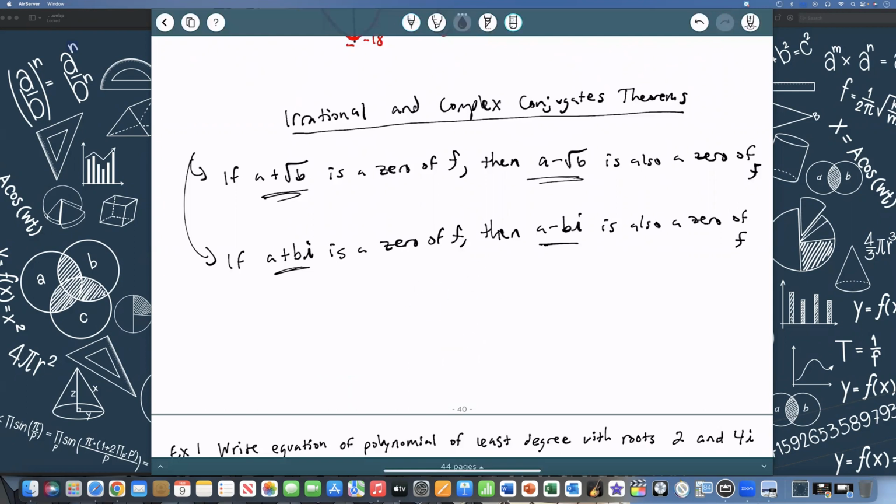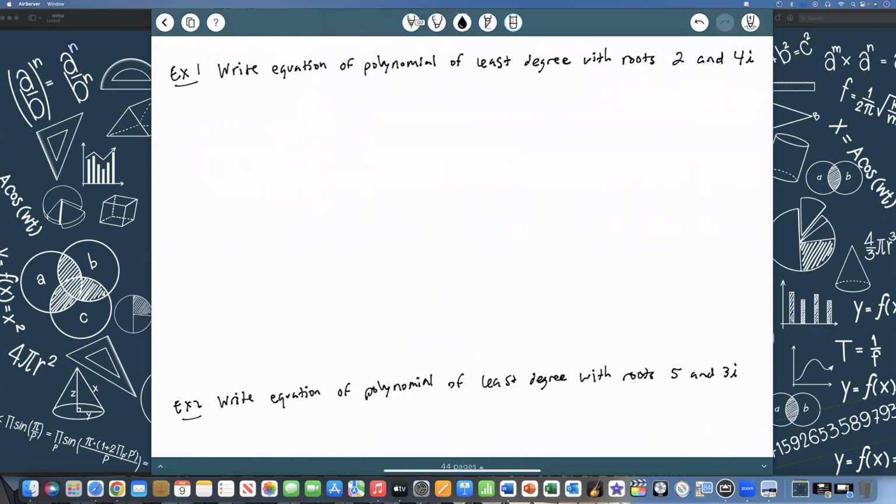So using these theorems, let's see if we can write some polynomials. Start off basic, and then we'll work up to the ones that I think are the most difficult. Write an equation of a polynomial of least degree with roots 2 and 4i. According to my complex conjugate theorem, if 4i is a root, that means automatically you know negative 4i has to be a root as well.